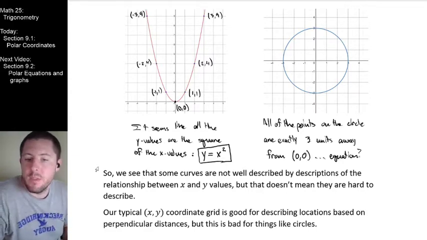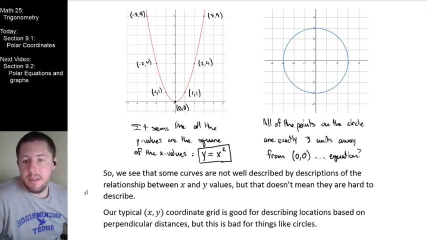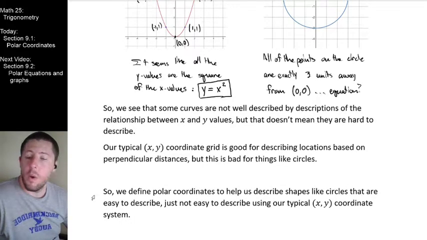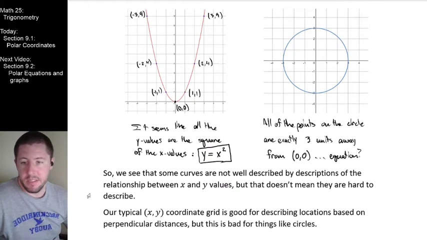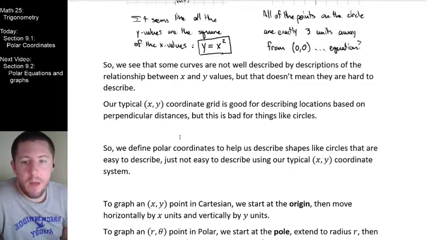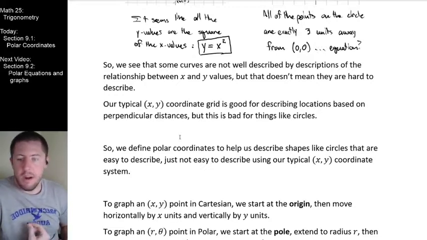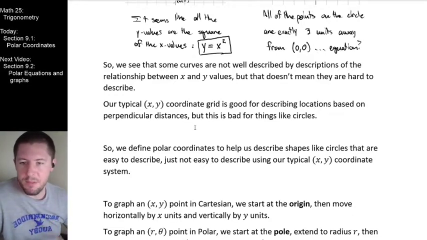So our typical XY coordinate grid is good for describing locations based on perpendicular distances, right? Horizontal and vertical distances. But that means it's kind of bad for things like circles that aren't defined based on horizontal and vertical distances. So what we're going to do is define a new measurement system. Rather than XY coordinates, let's define a measurement system that helps us more with things like circles. So we define polar coordinates to help us describe shapes like circles and a bunch of other things as well that are easy to describe, just not easy to describe using our typical XY coordinate system. It's the coordinate system that's our difficulty here, not the description itself.